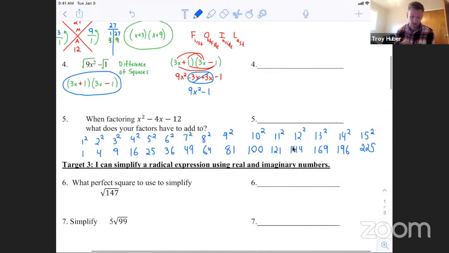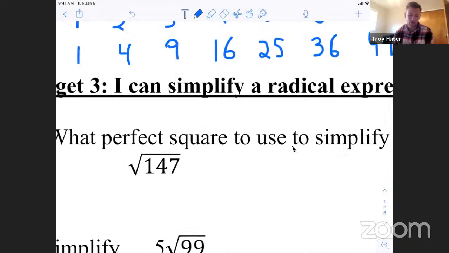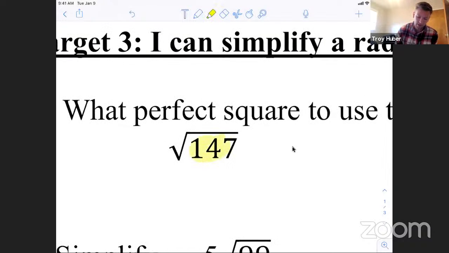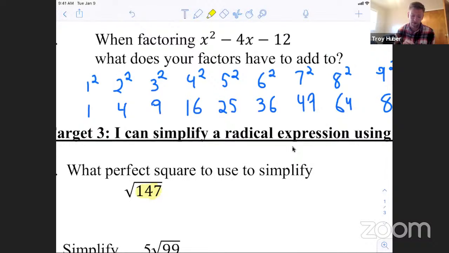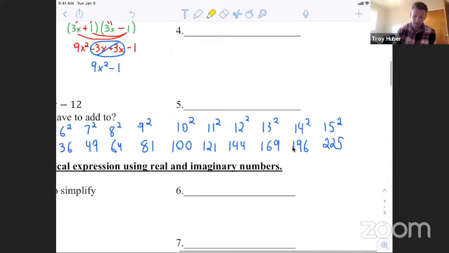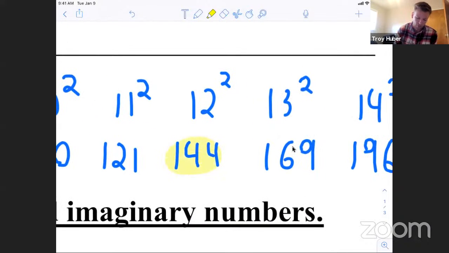All right, but let's use these to answer some questions. It says, what perfect square could we use to simplify the square root of 147? So here's how I teach this. Look at what you're trying to simplify. See this 147? Go to your perfect squares list that we just made and find the first perfect square that is less than 147. So I go, okay, less than 147 would be 144 right here. For this part, you're going to need your calculator, which I know you all have. You can just use the one that's right on your phone. What I'm going to type into that calculator is 147 divided by 144.